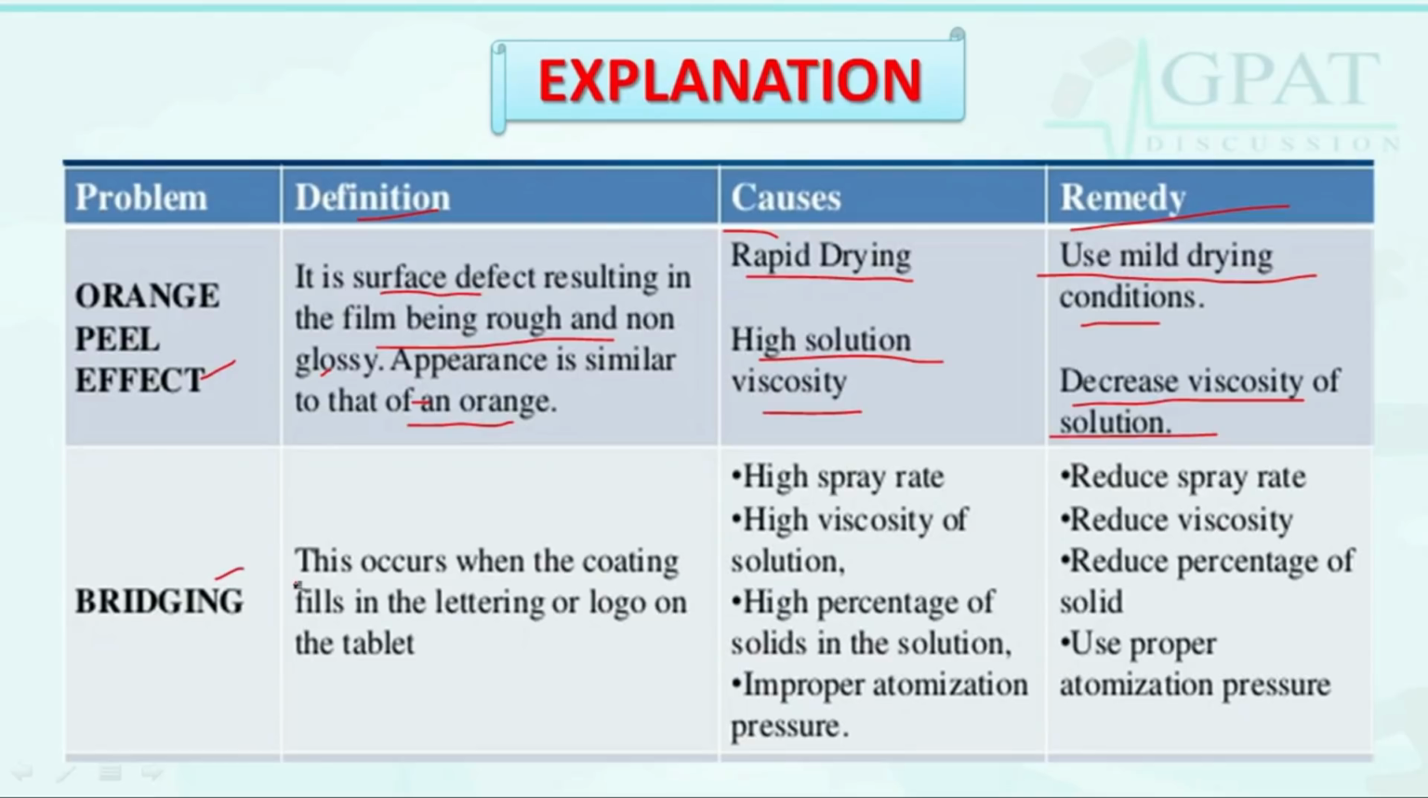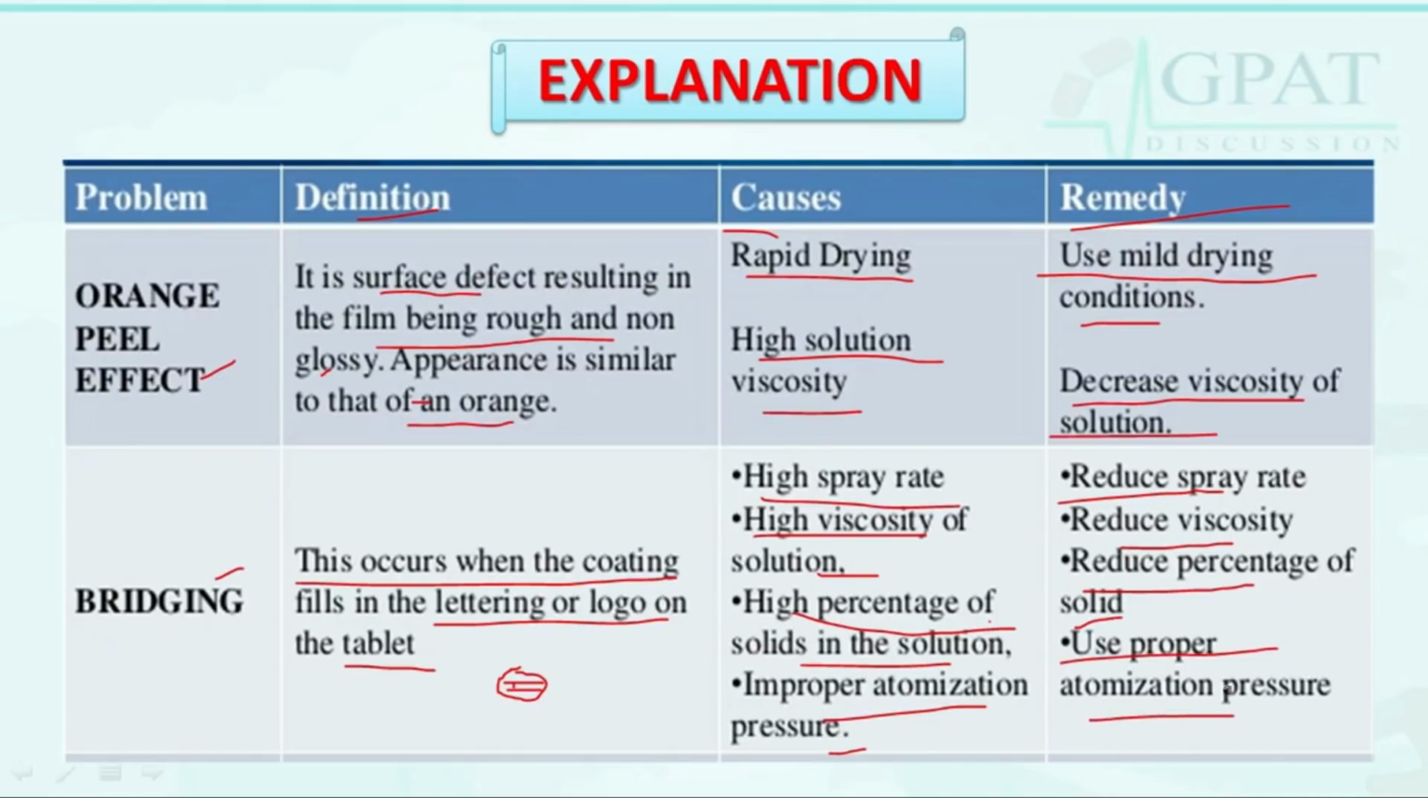So what is bridging? This occurs when the coating fills in the letter or logo on the tablet. Students, take a tablet of Disprin. You can observe that on it there is a letter embossing. In this tablet there is a letter, aspirin is written. So there is a filling of coating in this. So what are the causes of this? High spray rate, high viscosity of solution, high percentage of solids in the solution, and improper atomization pressure. And how can we solve these? Reduce spray rate, reduce viscosity, reduce percentage of solids, or use proper atomization. So it's all about this question.